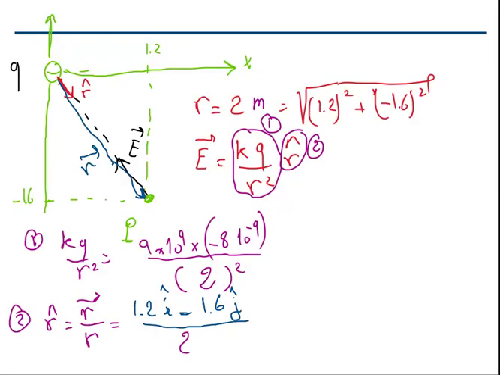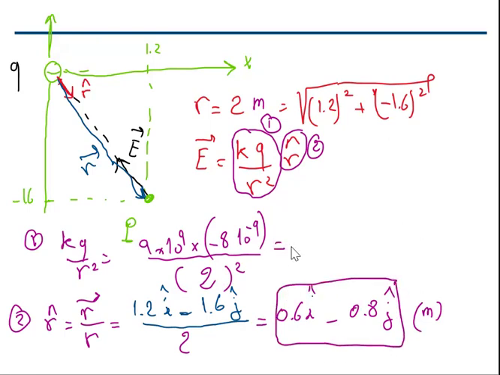Very good. So what will be 1.2 over 2? It's 0.6i, minus 1.6 over 2, it's 0.8j. Very good. And of course, the unit is meter. So this is our unit vector r hat.